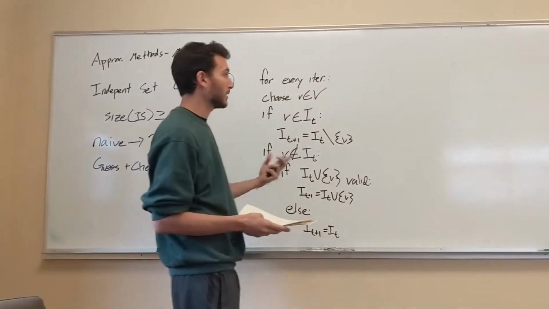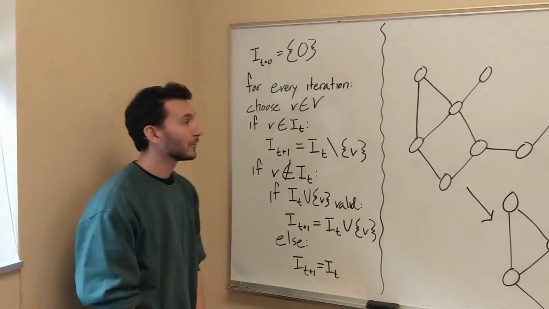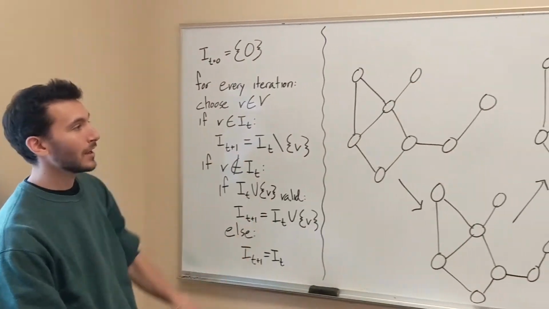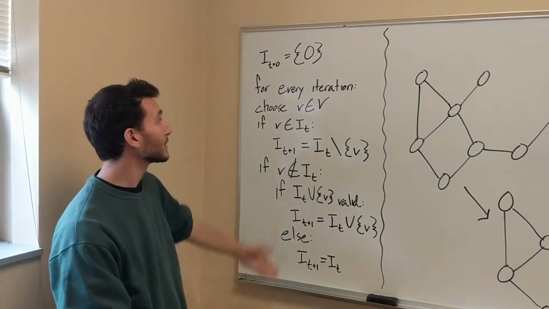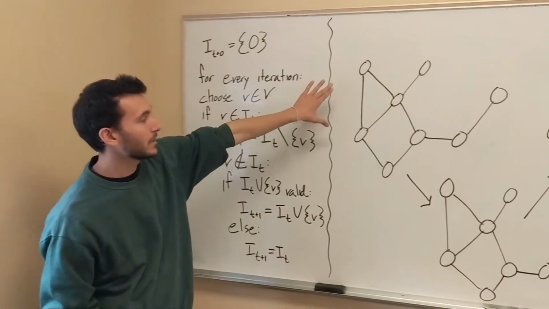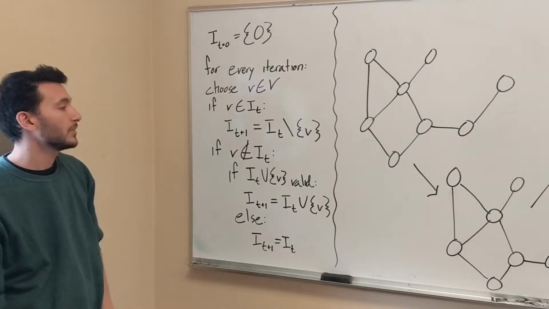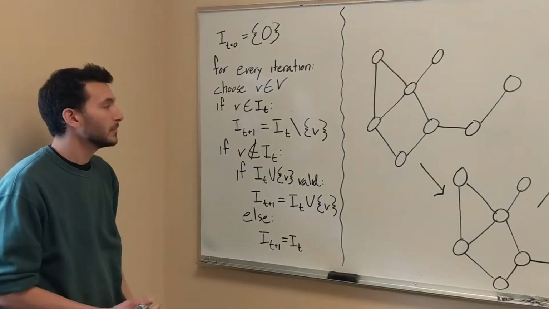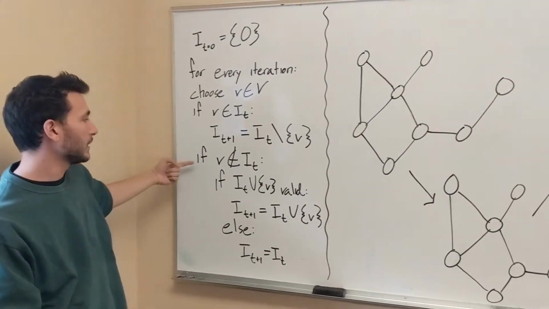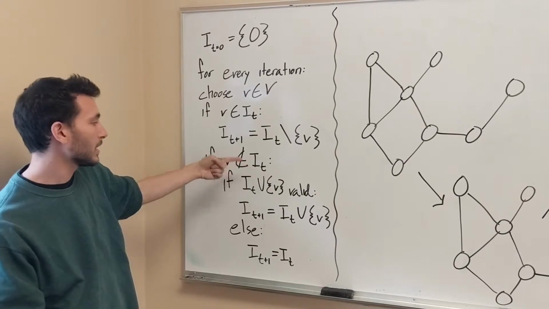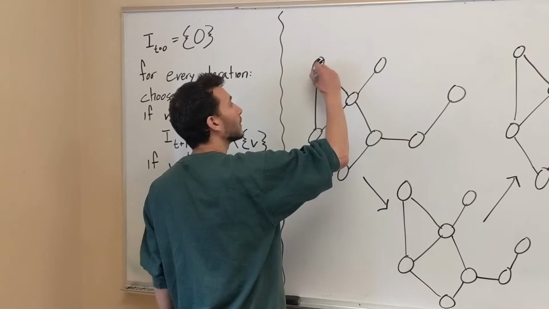So now we will look at an example. All right, welcome back. For our example here, I've drawn an empty sample graph. We're going to start with our independent set at time t equals 0 as just this empty set here. Going through a few iterations, we're going to choose a vertex randomly. We got this one. We can see here that v is not in our current independent set and that the union is valid. So we will add that vertex to our independent set.